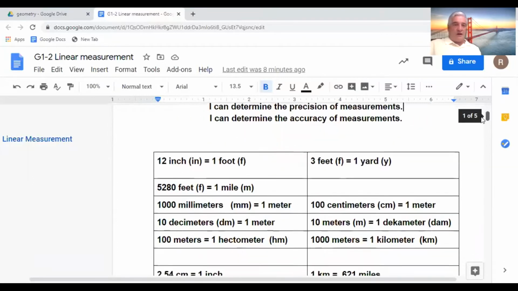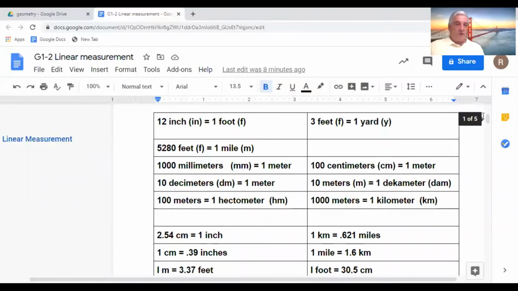I have a little chart here. 12 inches in a foot, 3 feet in a yard, 5,280 feet in a mile. Raise your hand if you actually have those memorized. Okay. Then I have 1,000 millimeters in a meter. There are 100 meters in a hectometer. There's 100 centimeters in a meter.